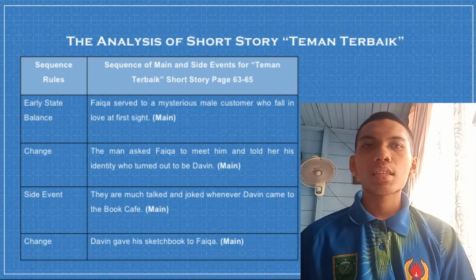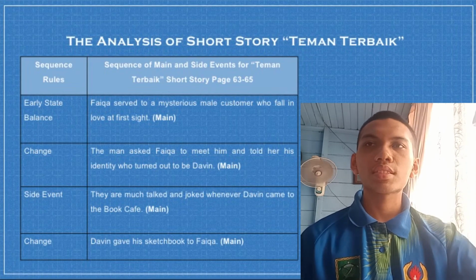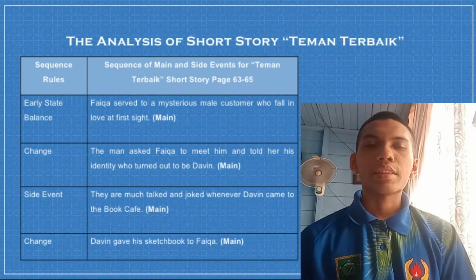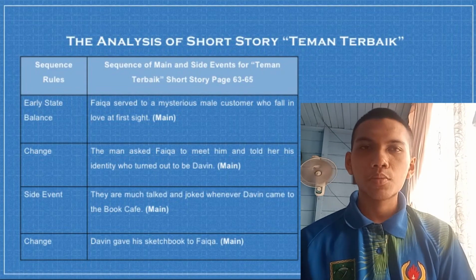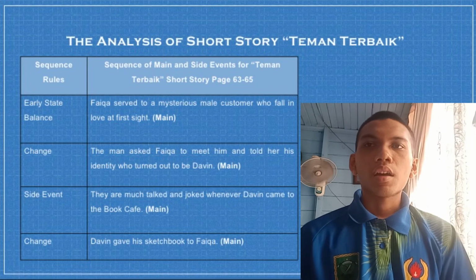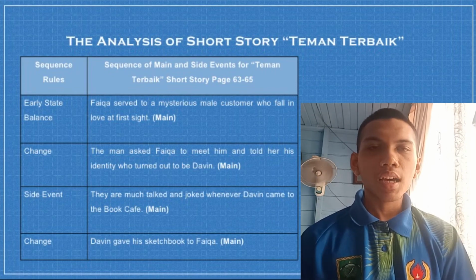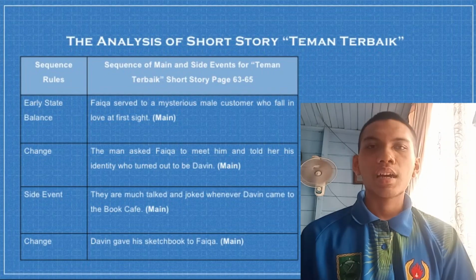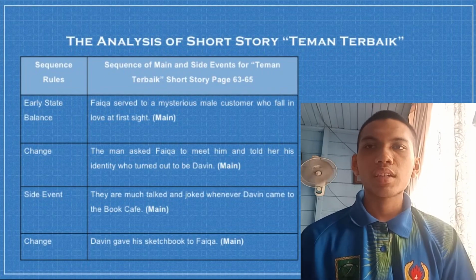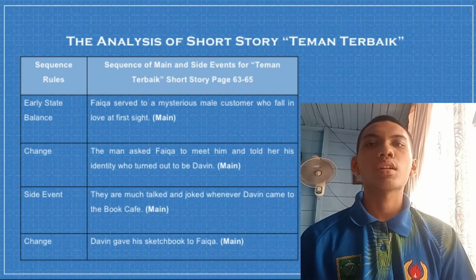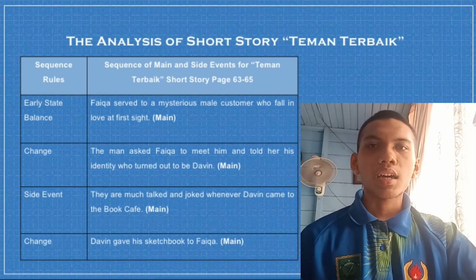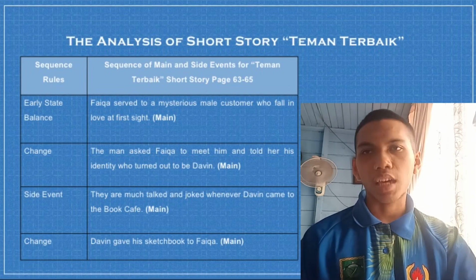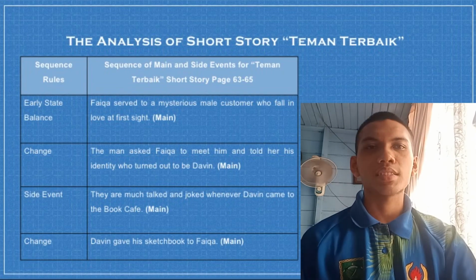The last is the change of the new state balance, which is mentioned: Davin gave his sketchbook to Faika. In return for Faika and Davin's friendship, which is getting closer and closer, Davin also gives Faika his sketchbook, which is a rough sketch. This incident is a side event that is classified as a change from the new state balance.